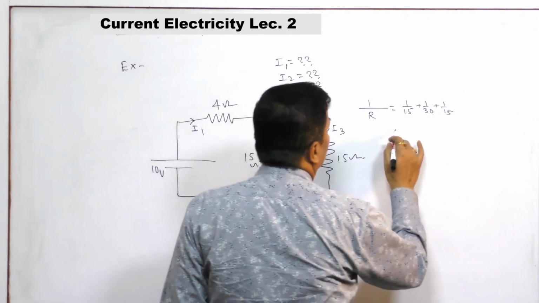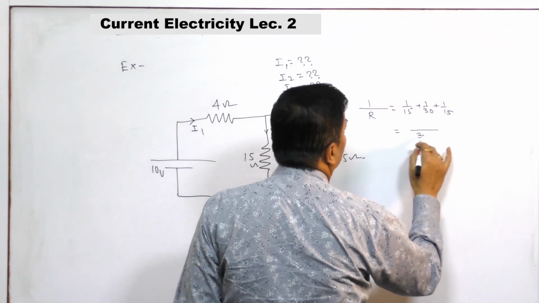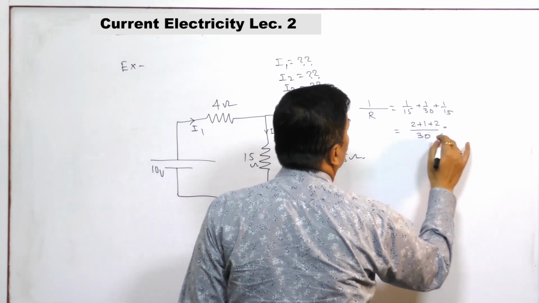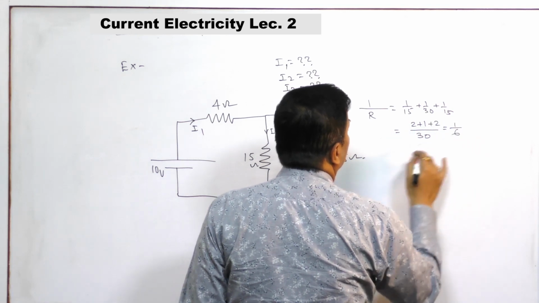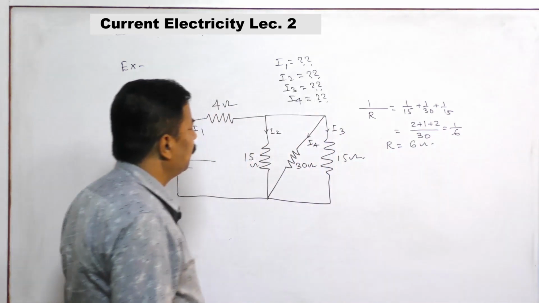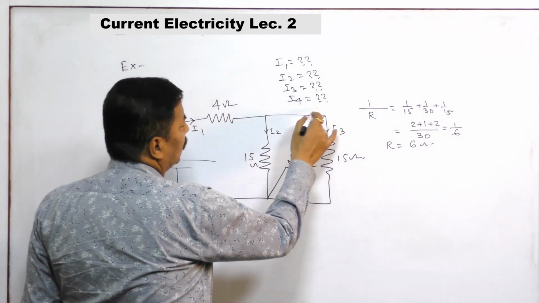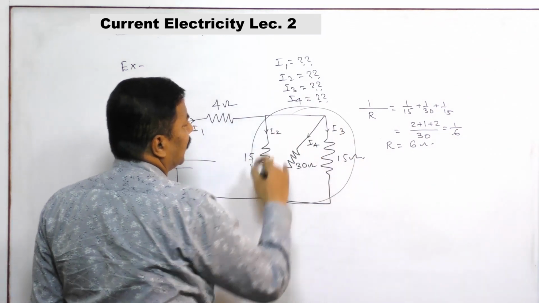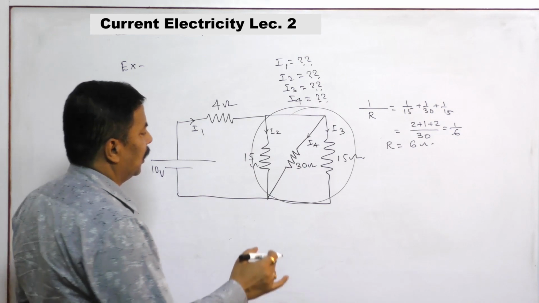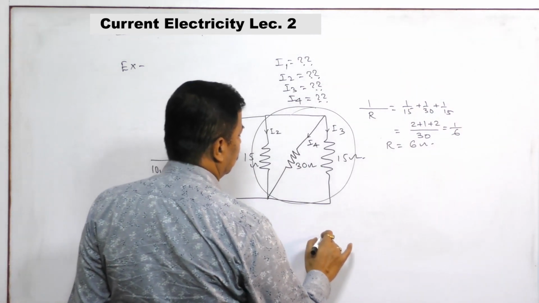So this is giving you 2 plus 1 plus 2, that is 1 by 6. So R is equal to 6 ohm. If we want to replace all the 3 resistors, then they can be replaced by a single resistor of 6 ohm. So I am writing an equivalent circuit.